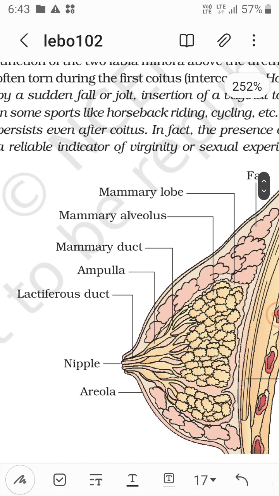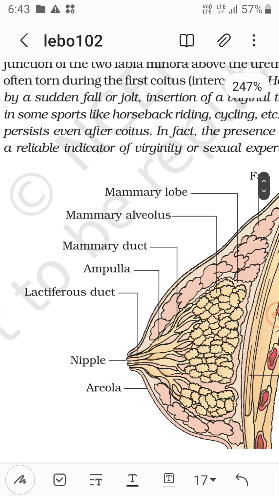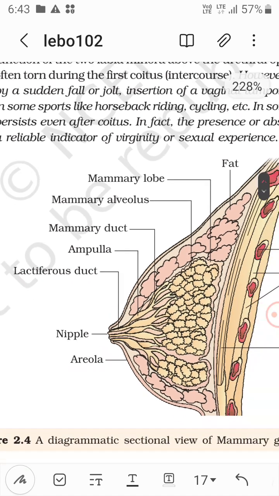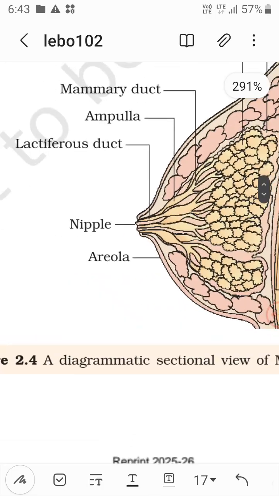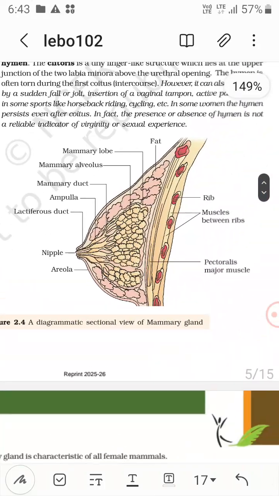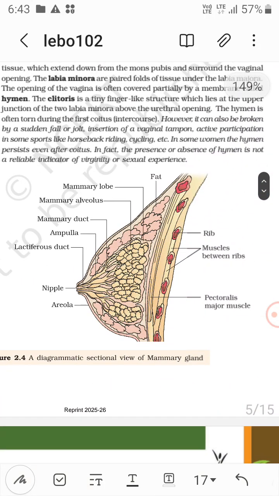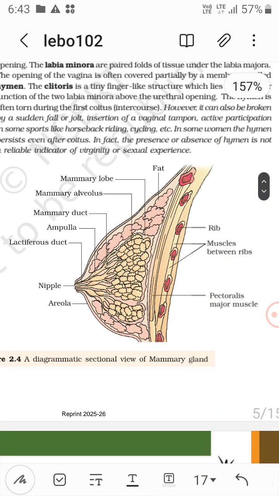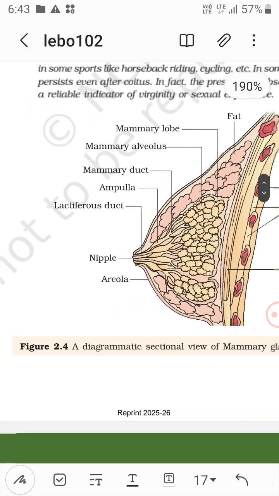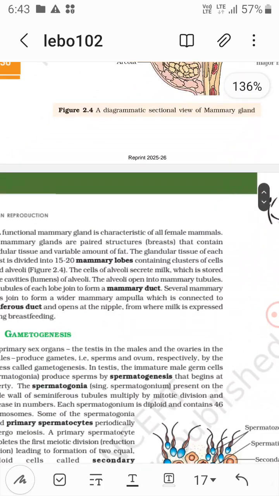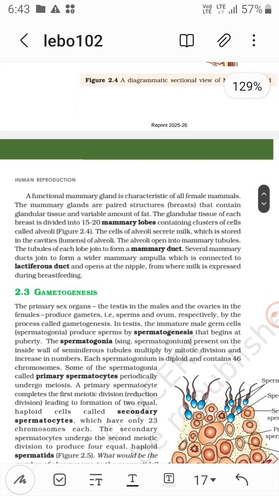It is a wider part, and then there is the lactiferous duct, and then the nipple at the end, and this is the areola, which is a kind of covering. So as you can see: the fat, mammary lobe, mammary alveolus, mammary duct, ampulla, lactiferous duct, and then the nipple. Now I'm going to read the text to try to understand.